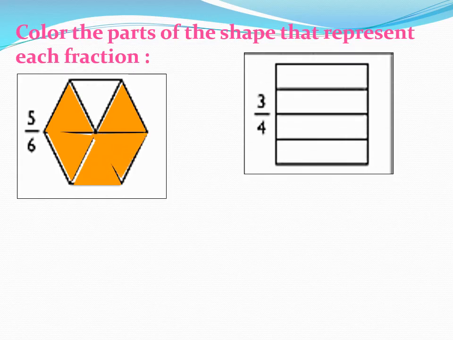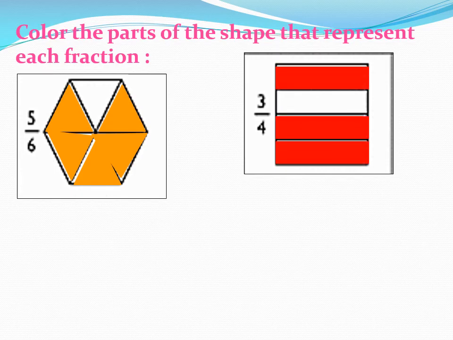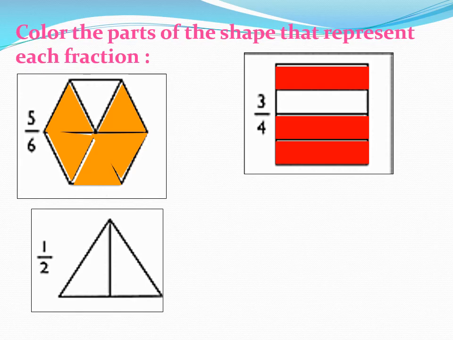Another one. Here we have 3/4. So we will color how many, Junior 2? Excellent. We will color 3 parts. 1, 2, 3. Another one. We have a triangle and its fraction is 1/2. So we will color how many parts, Junior 2? Excellent. I will color 1 part.